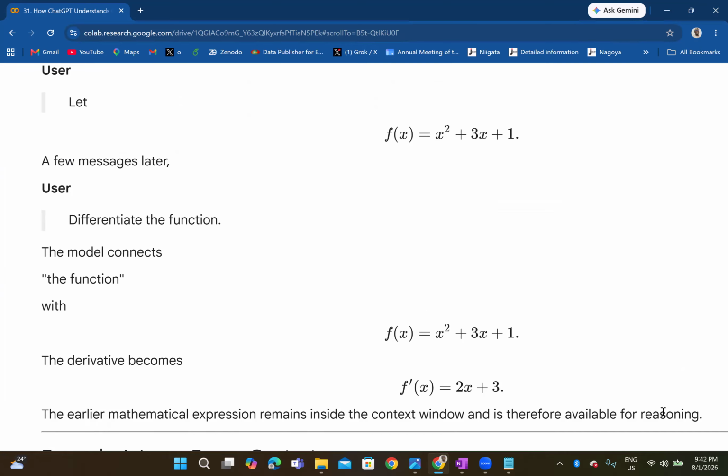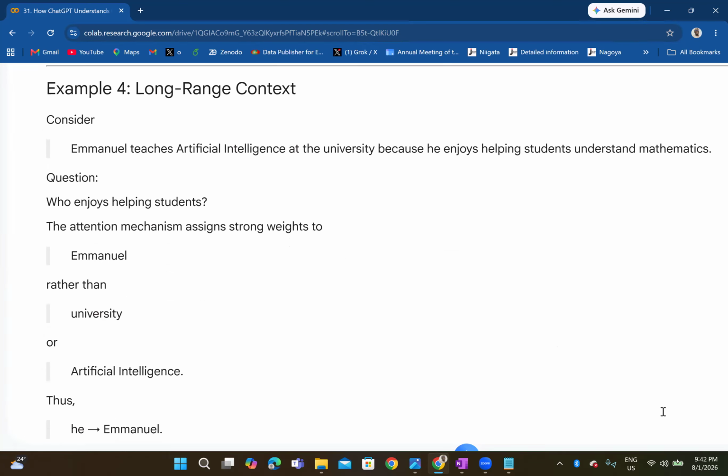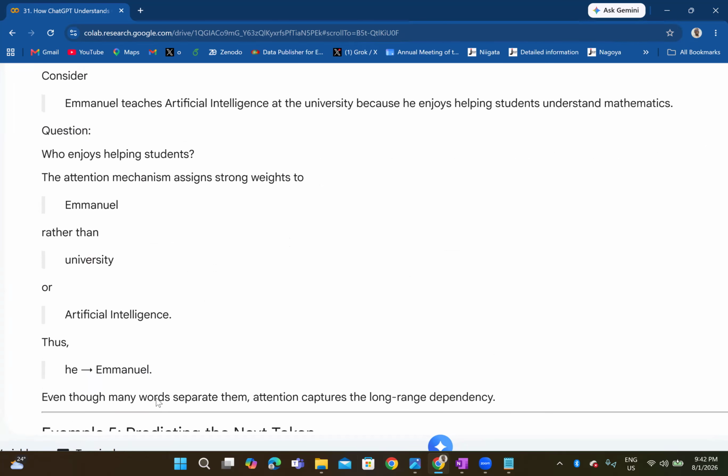So that means that idea is probably no longer in the context window. So then, for example, for now, you have a long range context. Consider: Emmanuel teaches artificial intelligence at the university because he enjoys helping students understand mathematics. So question, who enjoys helping students? The attention mechanism assigns strong weights to Emmanuel, rather than university or artificial intelligence. Thus, it is Emmanuel. So even though many words separate them, attention captures the long-range dependency.